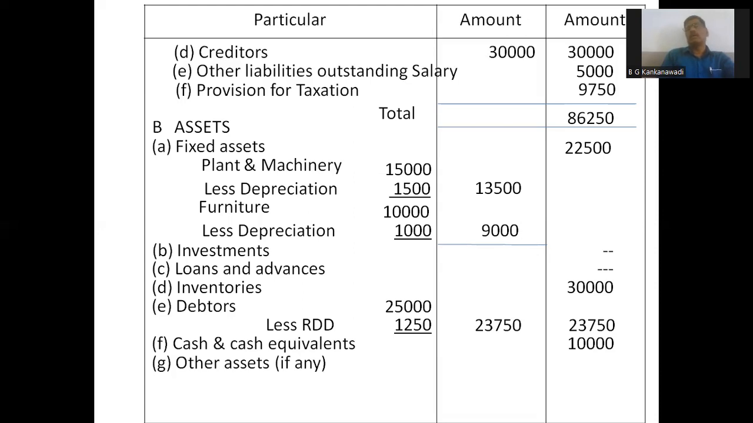The last item you write is other assets. If there are any other assets in the problem, you write them and take the total. So total is 86,250. 86,250 is the total. Like this, you have to ascertain the profit and assets and liabilities. Okay.